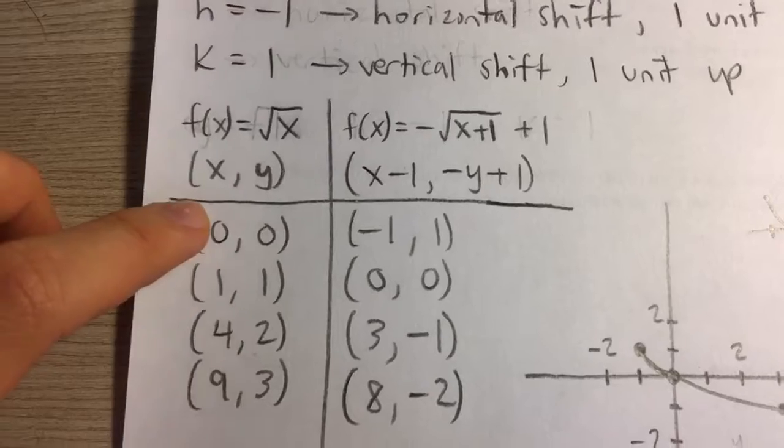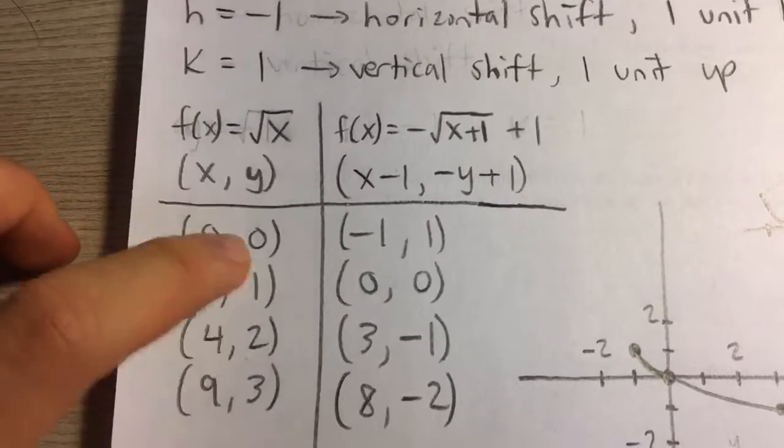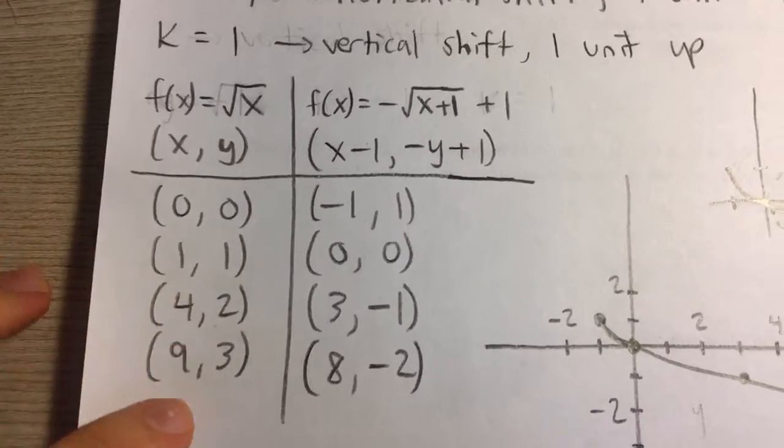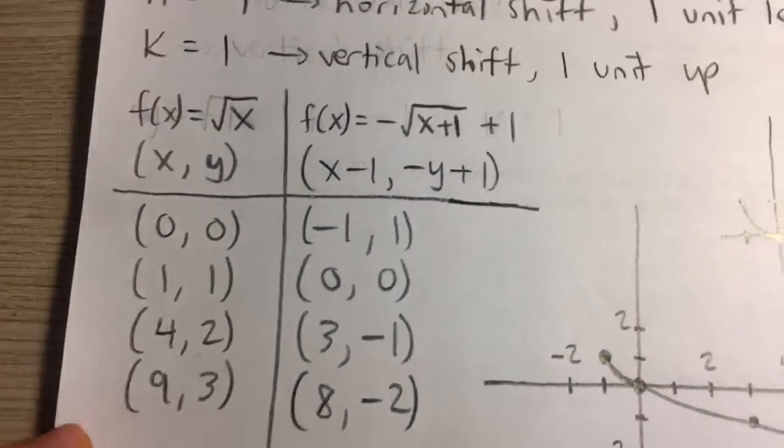And so we can compare points on the original graph of y equals square root of x. We just plug in perfect squares. So 0: square root of 0 is 0, square root of 1 is 1, square root of 4 is 2, square root of 9 is 3.